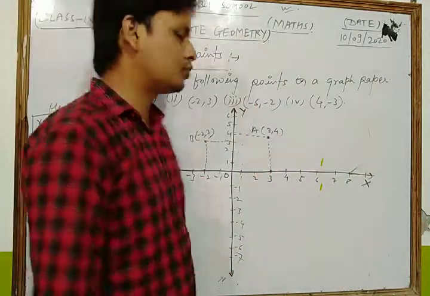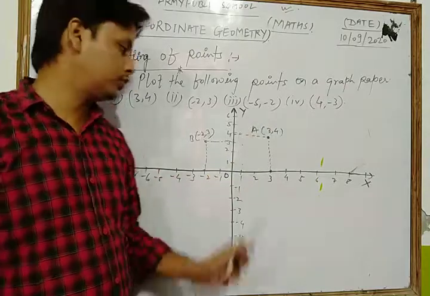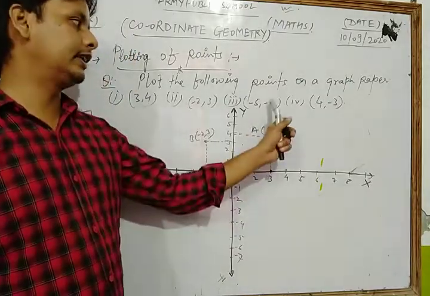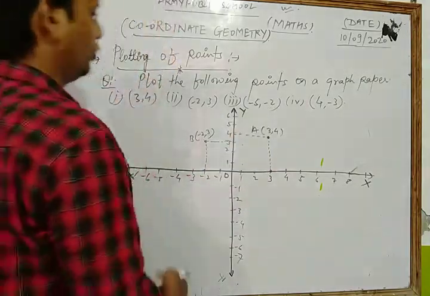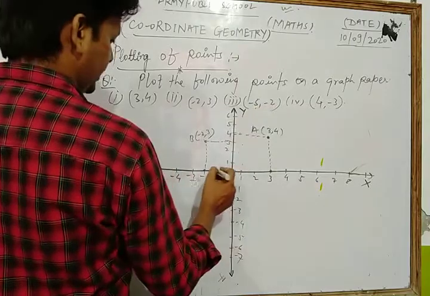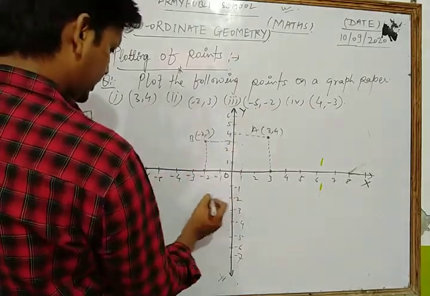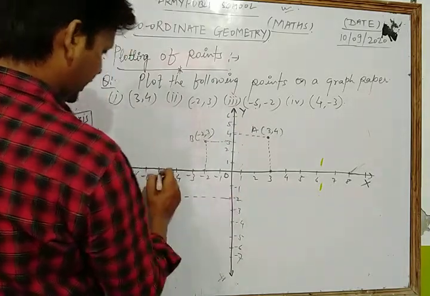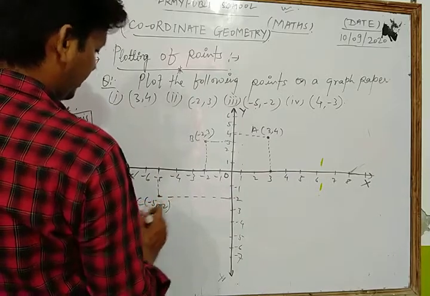Now look, students, in that point the abscissa is negative, so we go minus 5 to the left side from the origin, and then for minus 2 we go below from that point. Now look, minus 5: minus 1, 2, 3, 4, 5, minus 5 here. Now minus 2 reaches that point. Okay, this is minus 2, and now that point C represents (-5, -2).